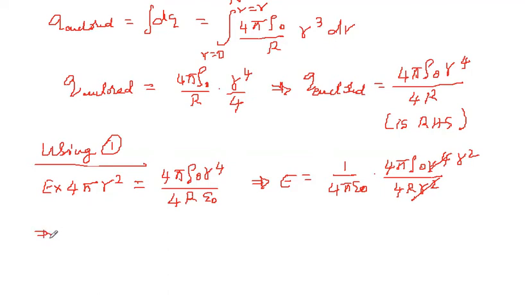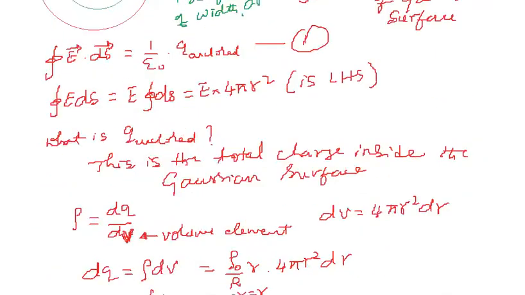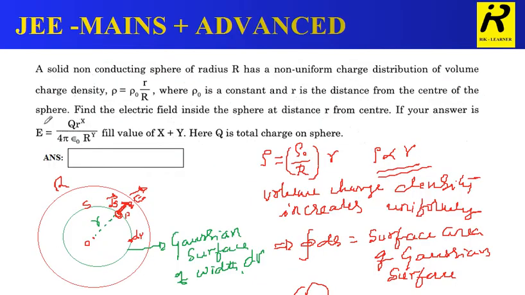So E is equals 1 by 4 pi epsilon O, in the numerator 4 pi rho O r square divided by 4r. Now what I have to do is compare this with the equation they gave here. Here they made use of the term Q capital. Q is the total charge on the sphere, right? Total charge on the sphere.